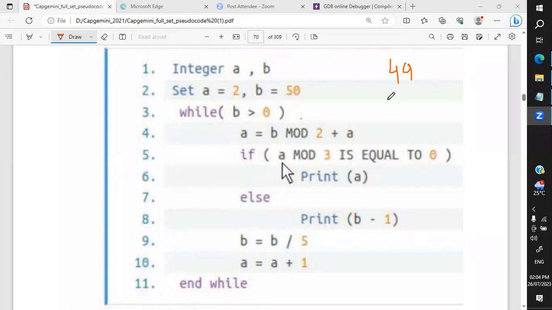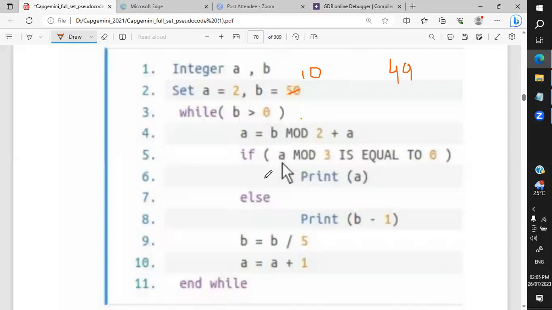So now next, after printing 49, what are we doing? As if is not executed, else is executed, it will come out of that also. B is equal to B by 5. B was 50, 50 by 5. What is 50 by 5? 50 by 5 is 10. Am I right? So B value is 10 right now. I am updating it here.